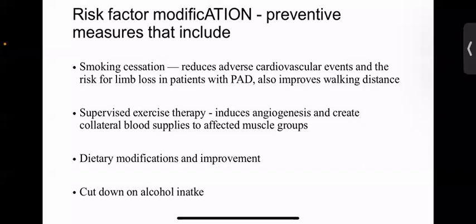We also involve the dietary department or dietary consultations to modify a patient's diet so that we can wean them off eating imbalanced diets and junk foods, and bring them closer to more balanced foods and improved standards of eating. We also encourage people who consume alcohol to cut down intake or stop completely if they are able to do so.